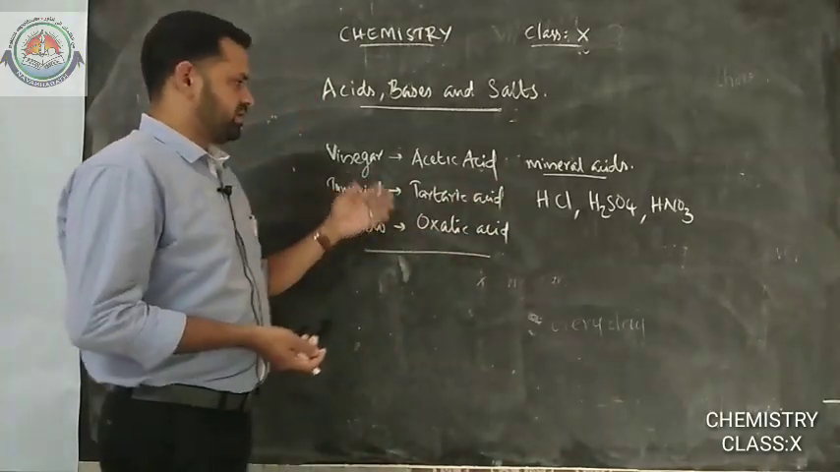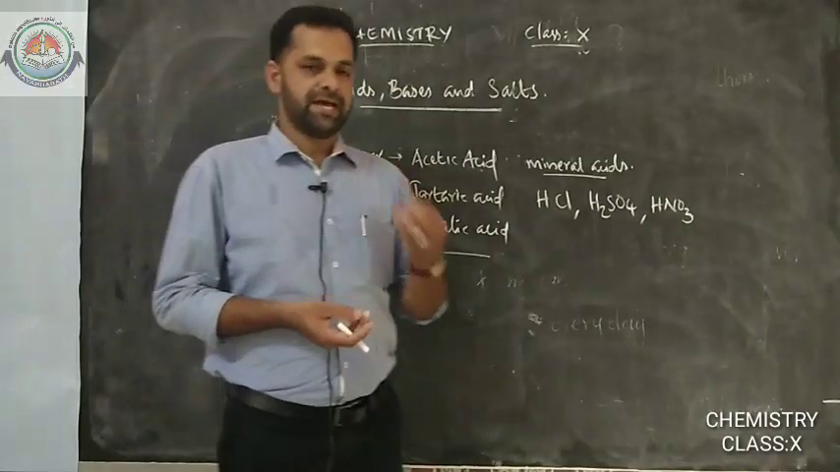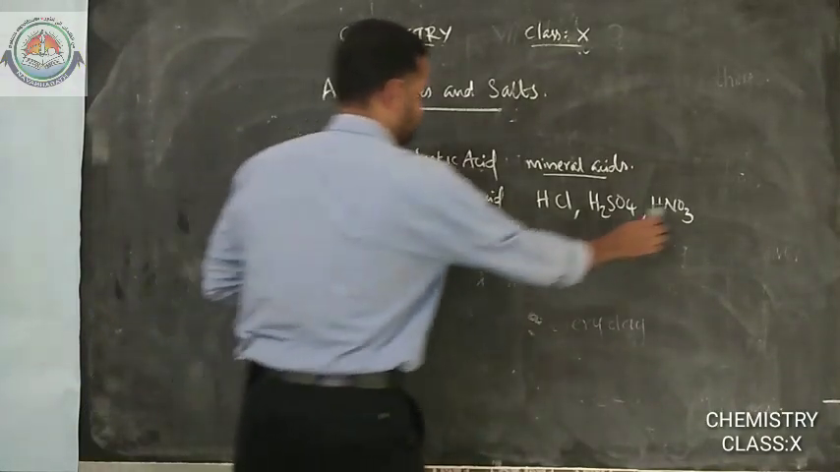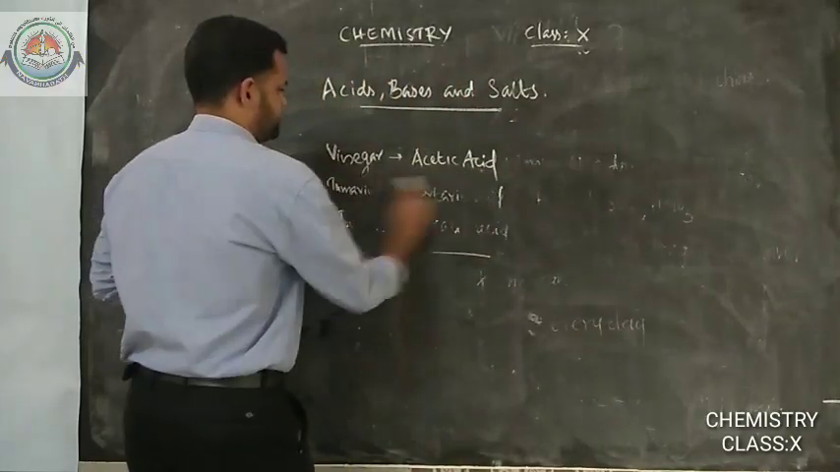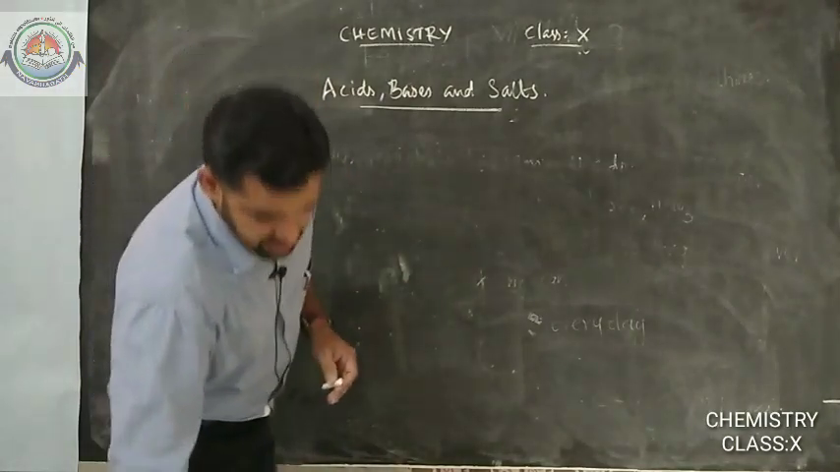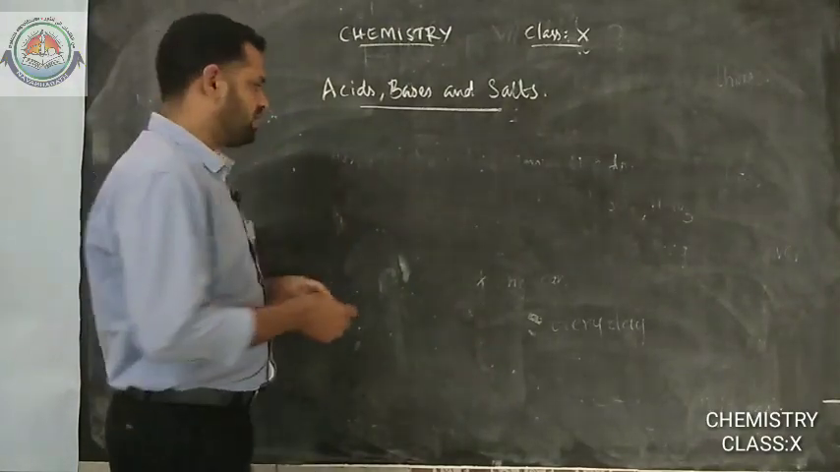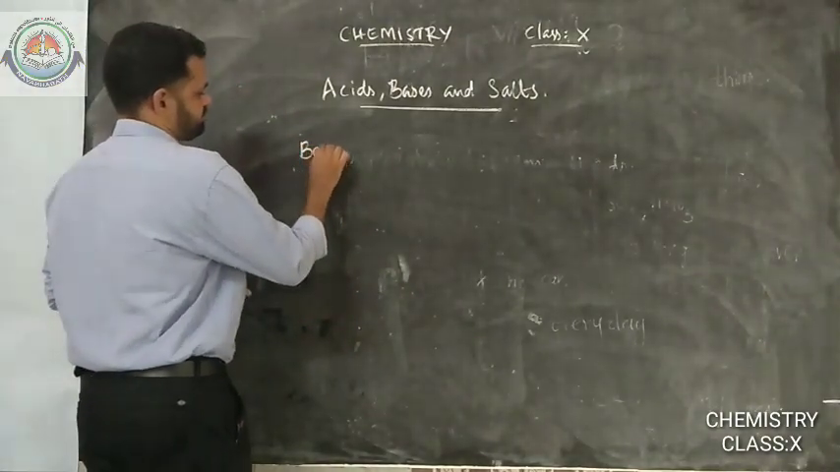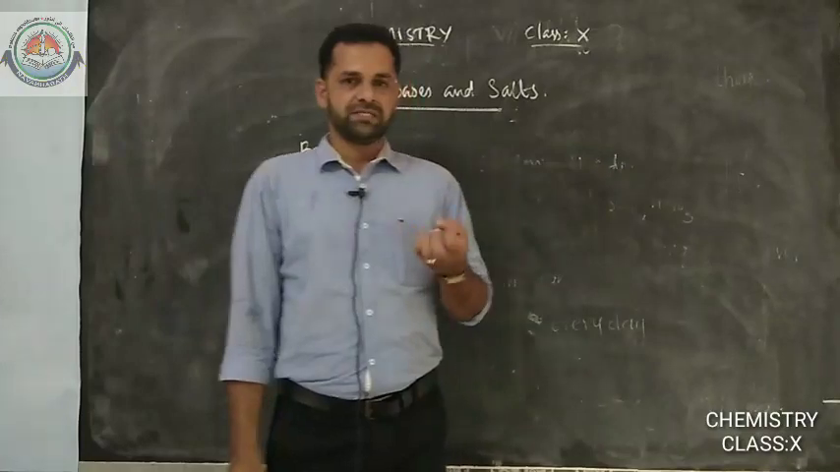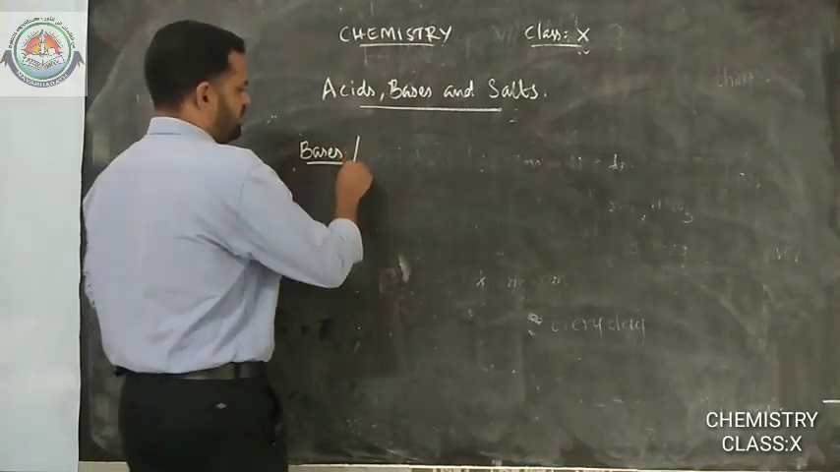So these acids, whether natural acids or mineral acids, are sour in taste due to the presence of a particular acid in that particular substance. Now, there are certain other substances which are bitter in taste and soapy. It feels soapy when we touch that substance. They are called bases. The substances which are bitter in taste and soapy to touch are called bases. And bases, or otherwise we call them alkalis.